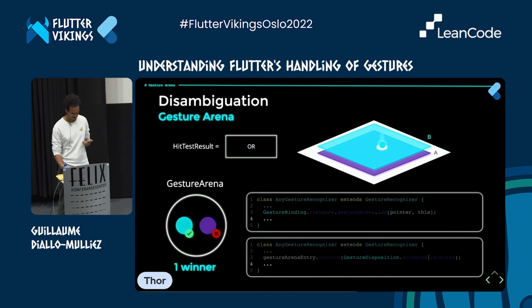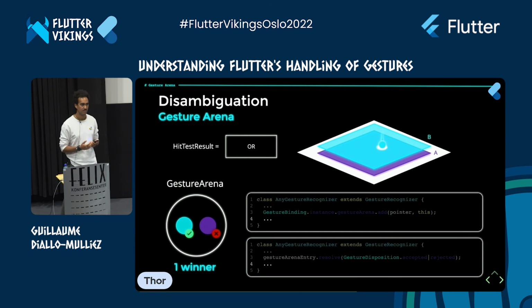Every recognizer can actually resolve this arena, saying, I want to handle this event, I need to handle this event. For example, if you're dragging on your screen and the vertical recognizer detects that it's going vertically, then it will say to the gesture arena, hey, you need to resolve. This is going vertically, this is for me. And so the arena resolves itself and rejects all other gestures.